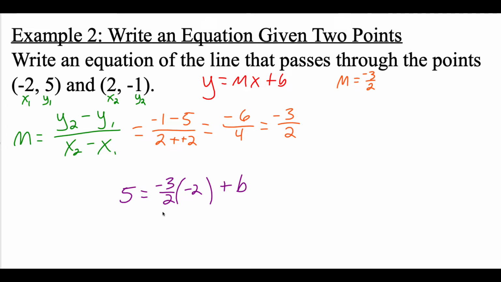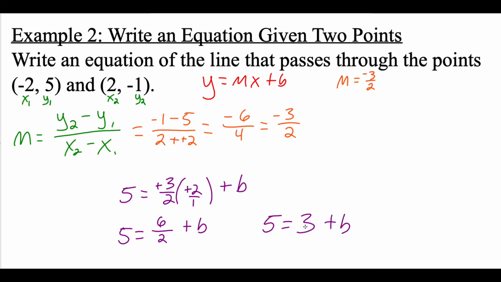Now we do have some cleanup work to do in here. On the right-hand side, I notice that we're taking -3/2 times -2, so multiplying two negatives together turns positive. And then what I'm going to do is take this 2 and put it over 1. So as I'm multiplying this together, multiply the tops, and that's 6. Multiply the bottoms, and that's 2. And then we still have our plus b. Now 6 divided by 2 can reduce down. That just turns into 3. So we have 5 = 3 + b.